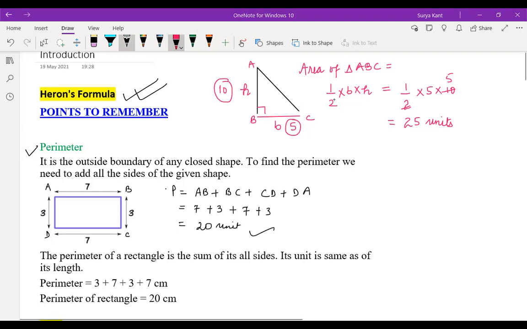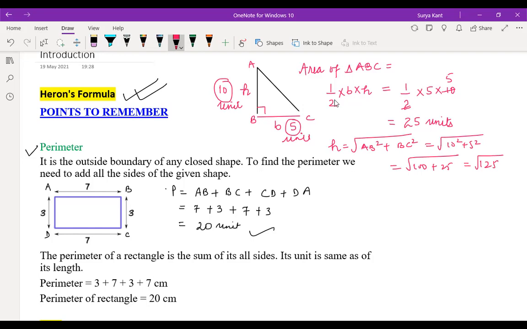Suppose this is 10 units. This is 5 units. How can we find the hypotenuse over here? H is equal to root over AB square plus BC square, that is 10 square plus 5 square. So 100 plus 25, we get 125, root of 125. So the answer is 5 into 5 into 5, so root of this is 5 root 5. So 5 root 5 is your hypotenuse, right?